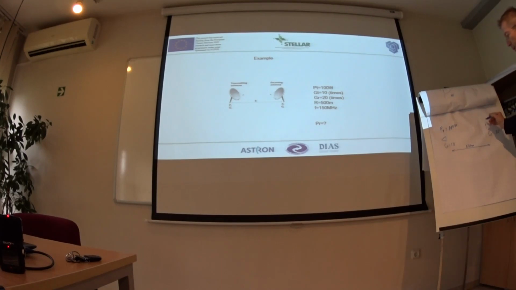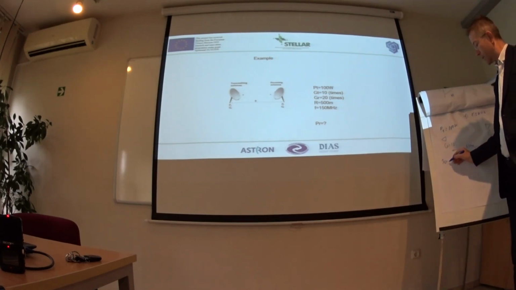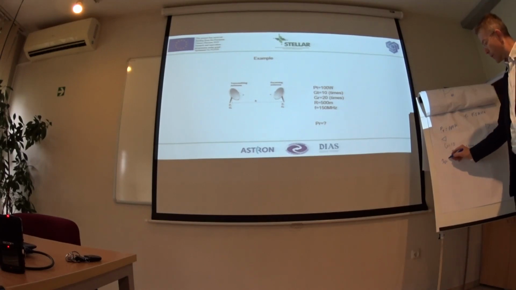So what will be the received power? There are two ways to solve it. What do we miss? The frequency. F equals 150 megahertz. If you have the frequency, the first thing if you have an antenna problem is to convert it to the wavelength. Lambda equals 2 meters.